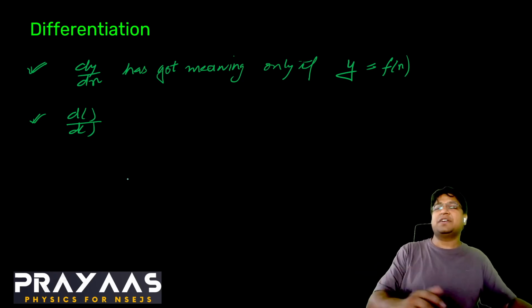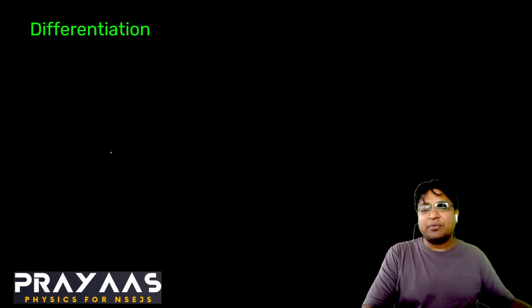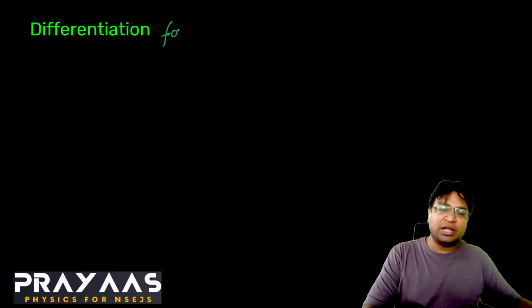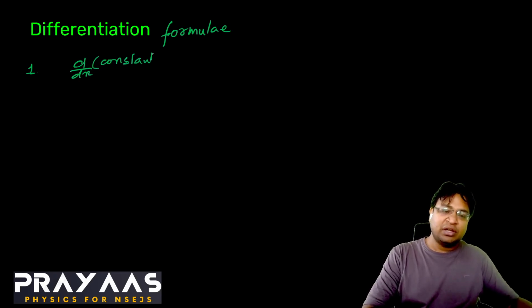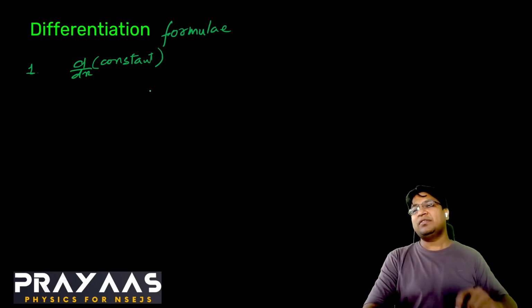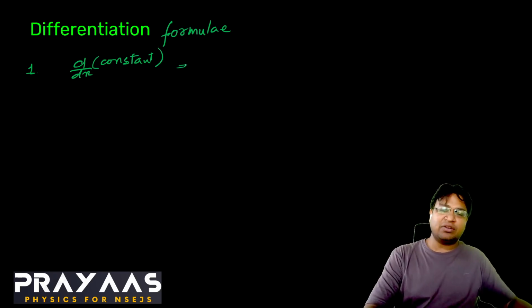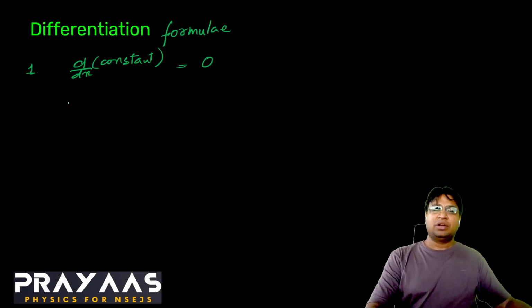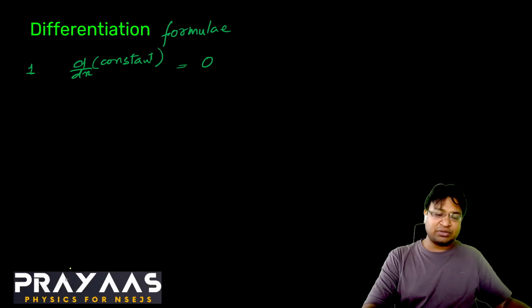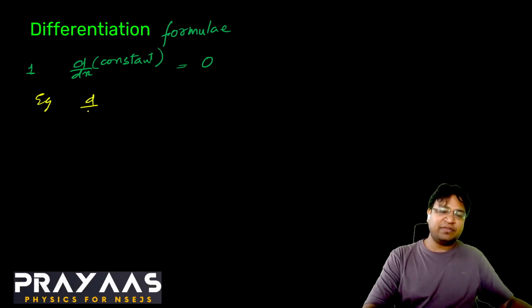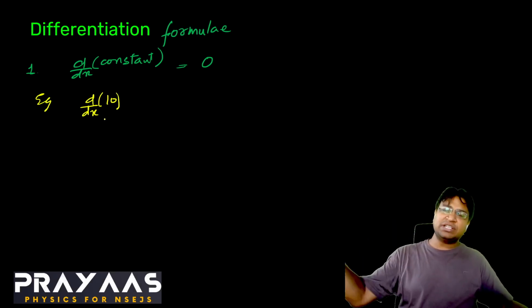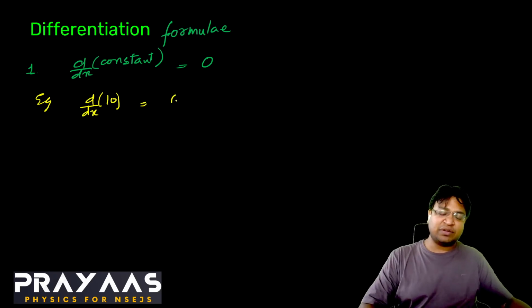If it is a function, then what to do? For that, I'm going to tell you some formulae, and you need to remember those formulae. I'll start by telling what happens if we try to differentiate a constant. The derivative of any constant would be zero. I'll give you some examples on this. For example, if I differentiate, let's say, 10. Now 10 is a constant. If I change x, that doesn't change the value of 10, so that would be a zero.